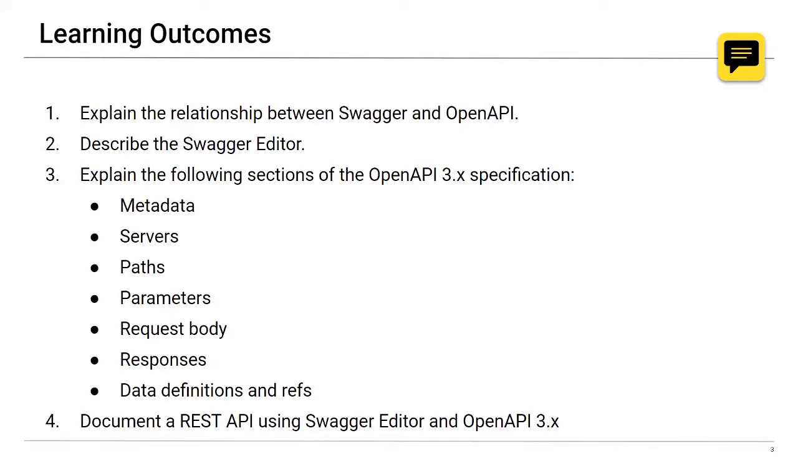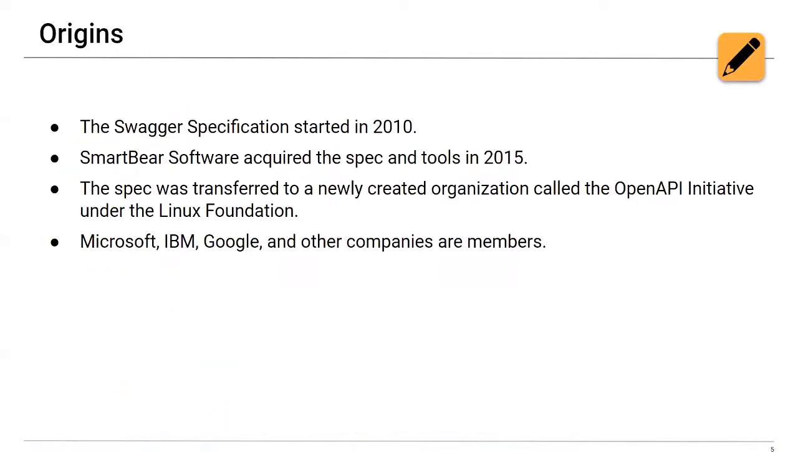In this lesson, we will talk about the relationship between Swagger and OpenAPI. We'll talk about the Swagger editor. We'll talk about these things that are in the OpenAPI: metadata, service, path parameters, requests and responses, data definitions, refs. And then we will actually document a REST API.